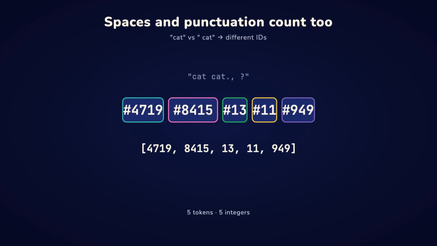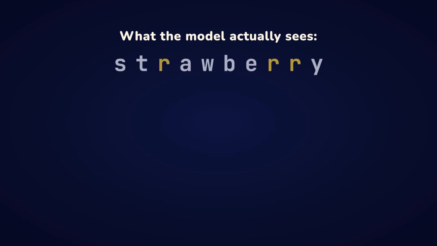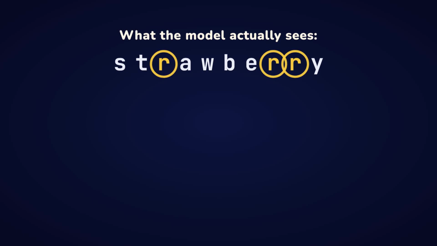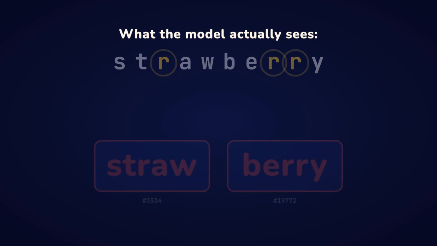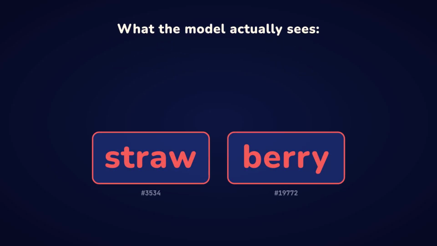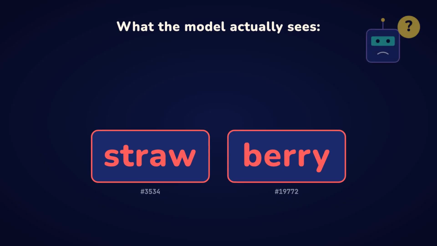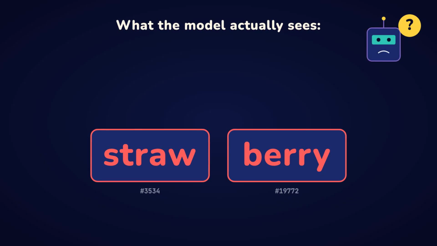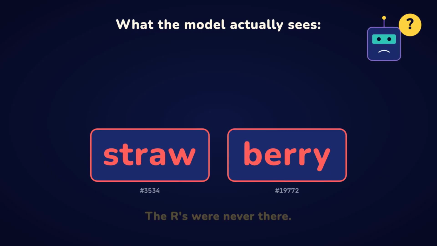different ID numbers. When the model reads strawberry, it does not see S T R A W and so on. It sees just two tokens, straw and berry. The individual letters are gone. Asking it to count R's is like asking you to count bricks in a blurry photo of a wall. So you basically have to guess, but you literally cannot see it.